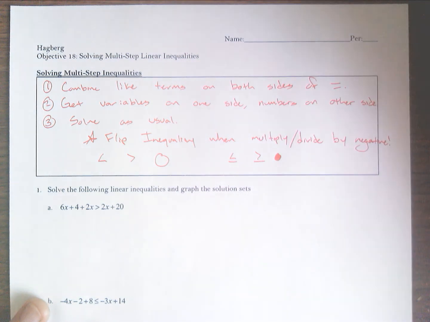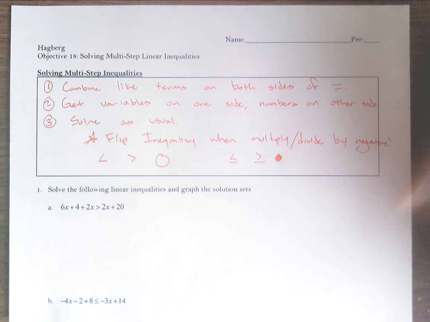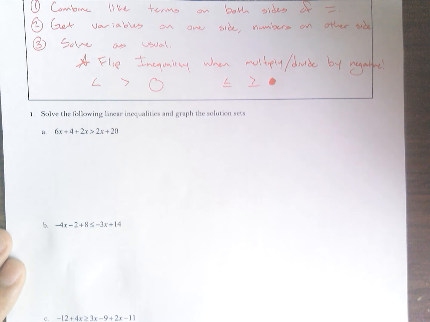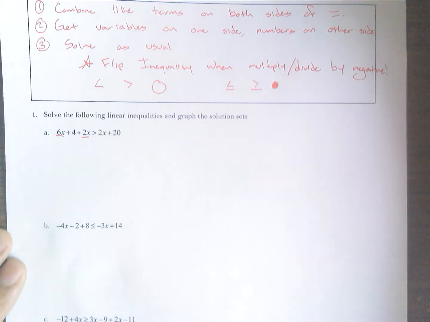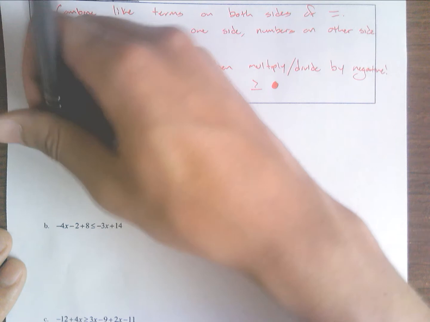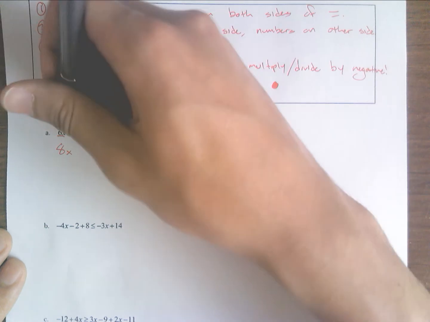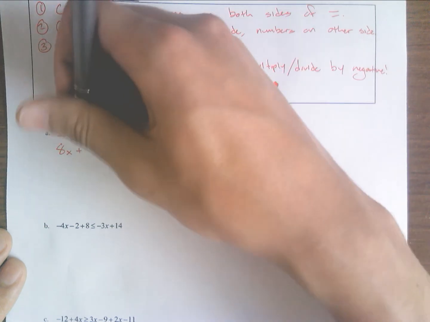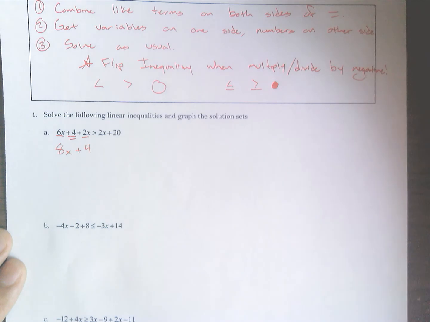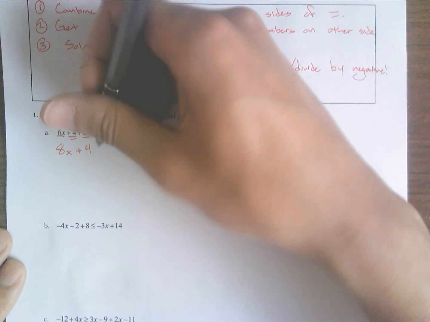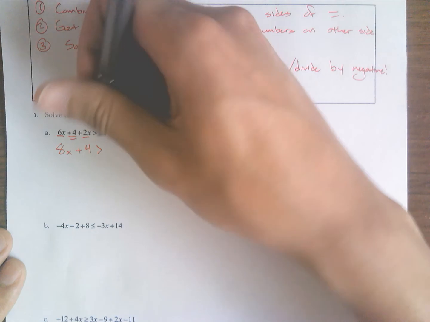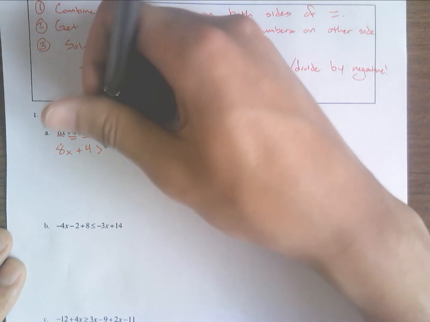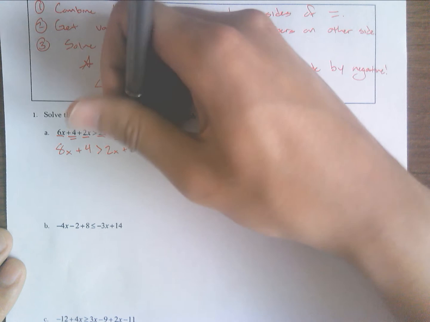All right, so let's go ahead and solve and graph. So here, the first thing that we do, step one, is combine like terms. On the left-hand side of the inequality, I see we have 6x and 2x. That gives us 8x. And then the plus 4, there's nothing to combine with it there. So that just gets tagged along for the ride. The inequality, we bring that down. 2x plus 20, that side doesn't have any like terms, so that stays as is, 2x plus 20.